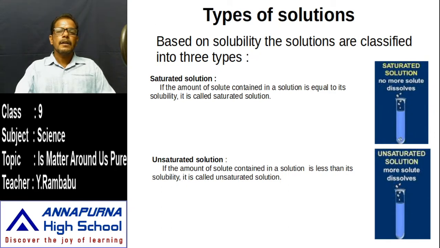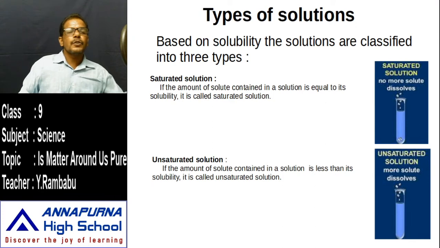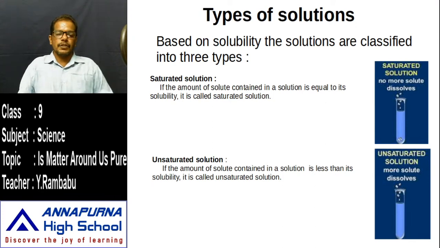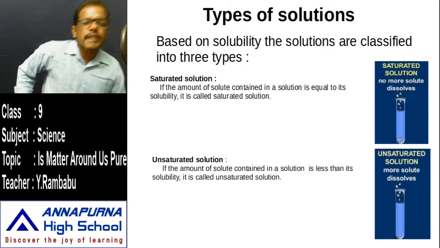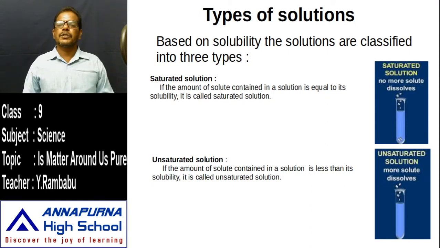Okay, based on solubility. Already we have learned that based on concentration, the solutions are classified as dilute solutions and concentrated solutions. But here, what is the factor? Solubility. Based on solubility, the solutions are classified into three types. To understand the concept of saturated solution, unsaturated solution and supersaturated solution, let us observe an activity.